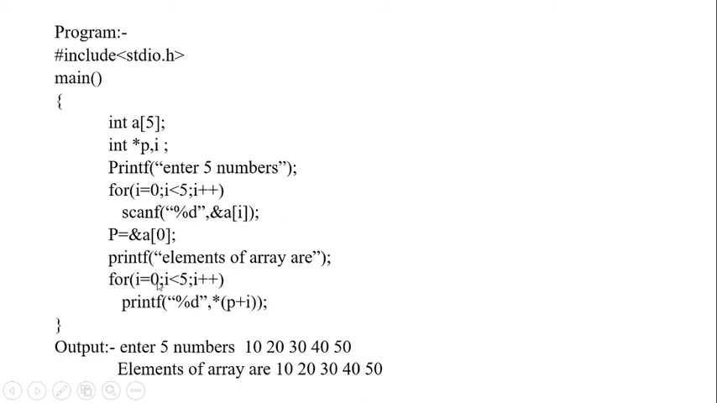After execution, whenever we execute this program, the output will be like this: enter five numbers, and we are giving five numbers, and the result is elements of array are. By using pointers, we are accessing all these five elements from the array. So the output is this one.